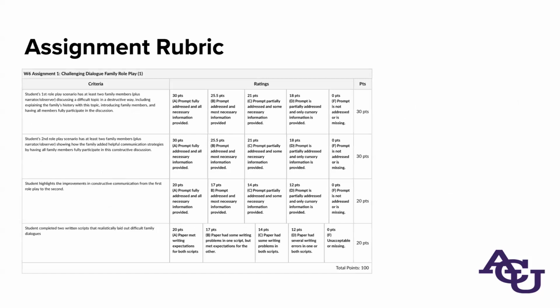Now, if we look at the rubric, it is basically saying, hey, do all the things that the instructions say to do. But I would like to call your attention to, again, that highlighting the improvements in the constructive communication versus the destructive. And remember, you can't count the narrator observer as one of the family members. We must have at least two other characters. So with that said, let's go ahead and take a look at what a script might look like.